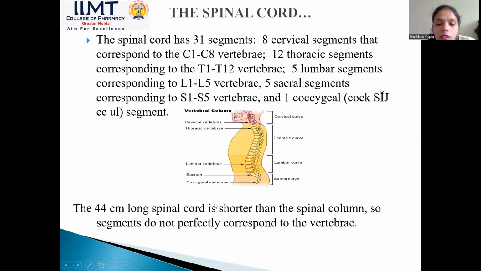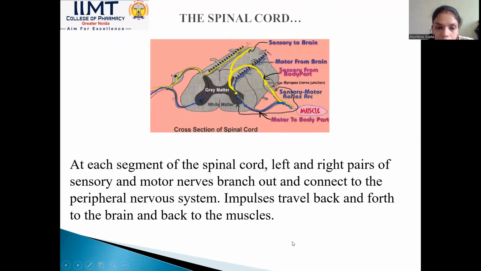The 44 centimeter long spinal cord is shorter than the spinal column, so segments do not perfectly correspond to the vertebrae. At each segment of the spinal cord, left and right pairs of sensory and motor nerves branch out and connect to the peripheral nervous system. Impulses travel back and forth to the brain and back to the muscle.